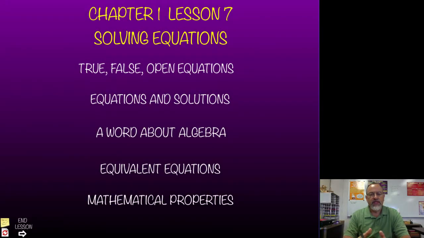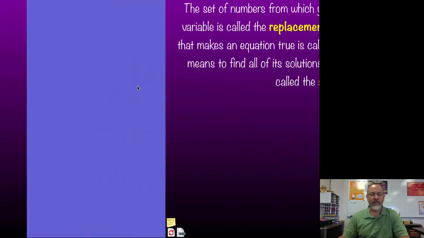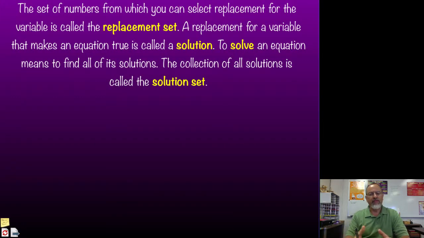Algebra Chapter 1, Lesson 7, we looked at true, false, and open sentences or equations. We want to look at now the solutions to those open equations or open sentences. When we have a variable, the variable is a place where we can put in different numbers, and we've done that earlier this year when we evaluated algebraic expressions by substituting in the numbers that they gave us. And they always just gave us one number to substitute in, and then we simplified it.